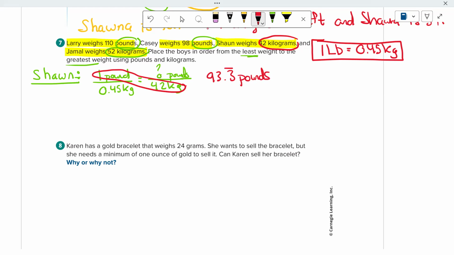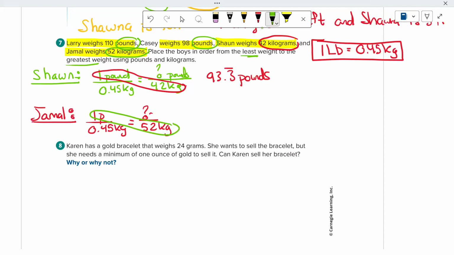So I'm going to use pounds. Let's do Jamal. Once again, we set it up. 1 pound, 0.45 kg. We don't know how many pounds. We do know he's 52 kilograms. We can do the same thing, the math, cross multiply and divide. So that'll be 1.15 repeating. I did that right? Yeah, I did that right. Okay, thought I was going crazy for a minute. Pounds.